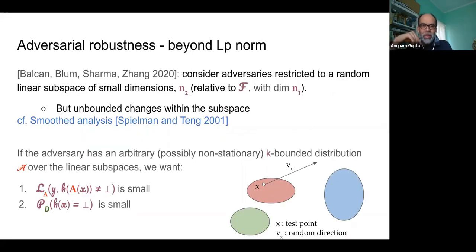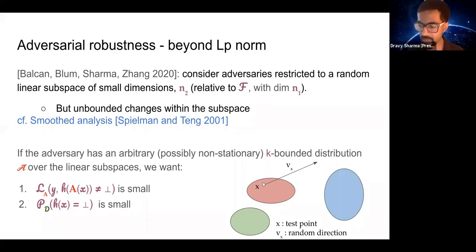Dravyansh, I'm sorry, but I don't understand what the adversary is allowed to do. What's a k-bounded distribution? Sorry, a kappa bounded distribution is essentially that you think of the set of linear subspaces of the feature space of dimension n2, which is much smaller than n1, the dimension of the feature space, and let's just think of perturbing in a random direction, so just n2 equals 1. You start from a point x, and you're allowed to move in a random direction in the feature space by arbitrary amounts, but the distribution of these vectors is kappa bounded. More generally, you can talk about a distribution over sets of linear subspaces of fixed dimension.